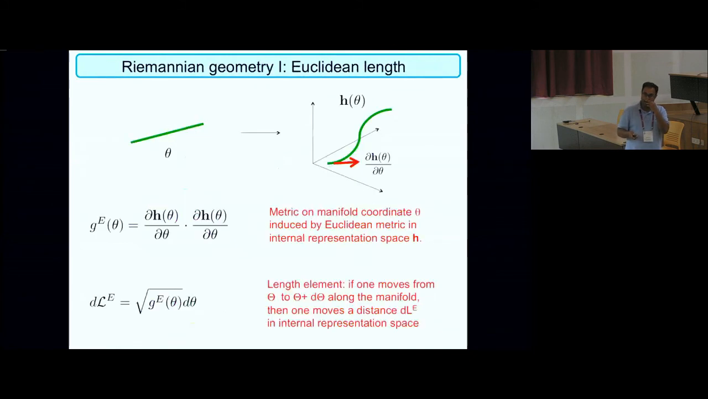How do we know that? Well, we can actually analytically compute all of this stuff, right? So if you have a curve embedded in n-dimensional space, there's an ambient Euclidean metric. So you can compute the length of the curve by pulling back the metric. And so this is the metric, and the length is the square root of this metric. So if you move along a distance d theta along the manifold, the distance you move in Euclidean space is given by this distance.